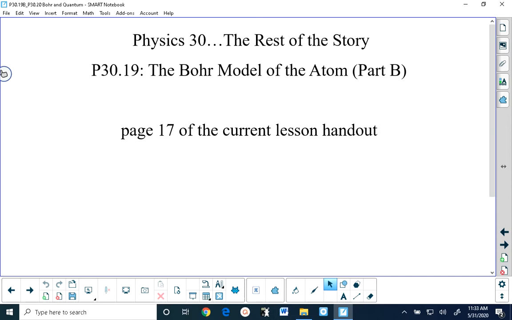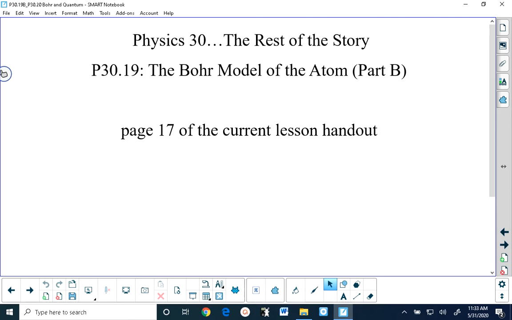So what we're going to do today is look at a couple more examples with the Bohr model of the atom. Then we're going to finish off this whole section where we talk about models of the atom by talking very briefly about the quantum mechanical model of the atom. We're not going to get into a lot of detail with it, and I'll explain why that's the case when we get to that section of today's lesson.